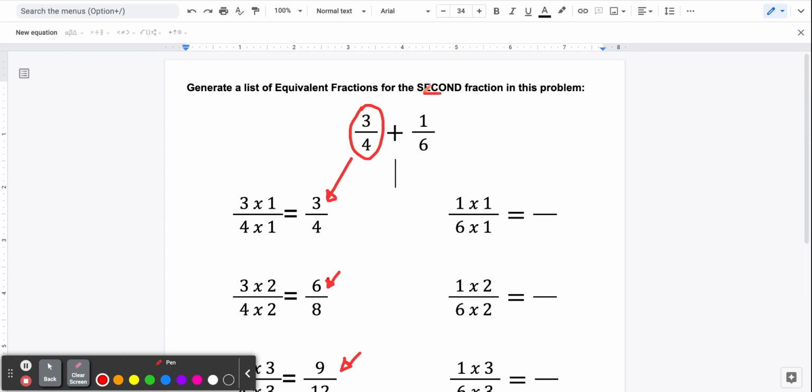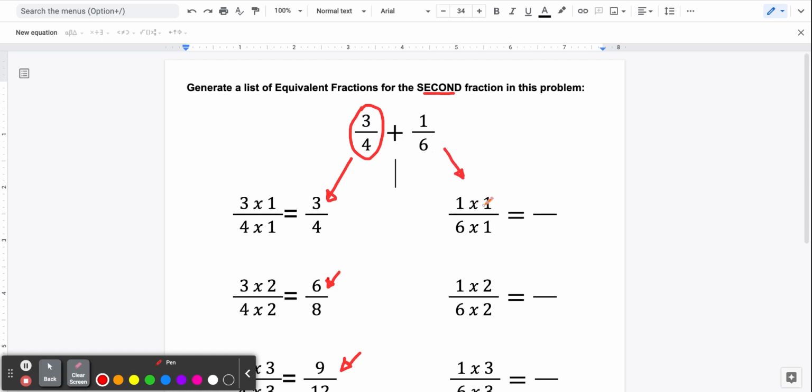In this next lesson, lesson number 3, you will then be asked to do the exact same thing for the second fraction in the problem. This, of course, being a fraction where we identified that the denominators were not the same, therefore in this case both would have to be rewritten. So we're going to go ahead and find equivalent fractions for the second fraction.